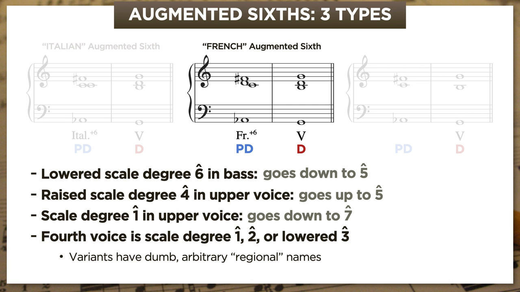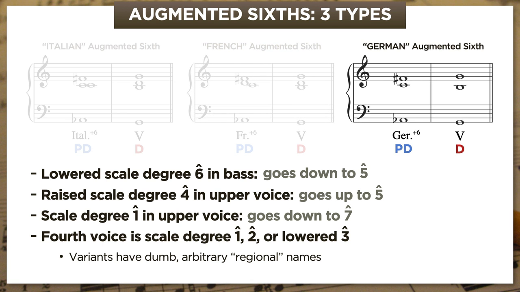And last, but not at all least, we have the so-called German augmented sixth, which has lowered scale degree 3, making a perfect fifth above the bass. Now, this note definitely wants to go down by step into scale degree 2 when it resolves. But if we do that, we get parallel perfect fifths against the bass. And that is why all the theory textbooks will tell you that German augmented sixths, quote unquote, must go to a cadential 6-4 because it prevents those illegal parallels.